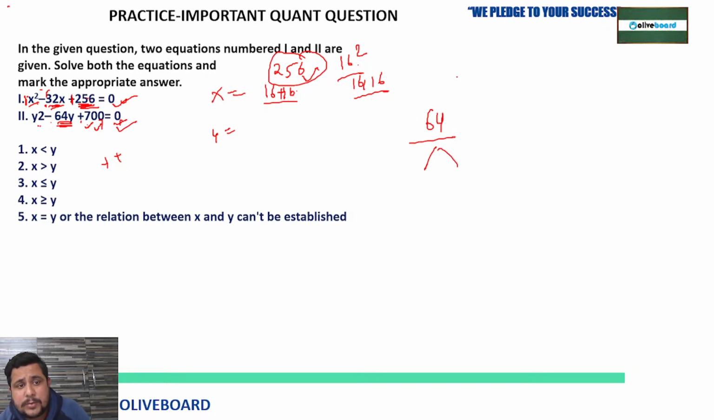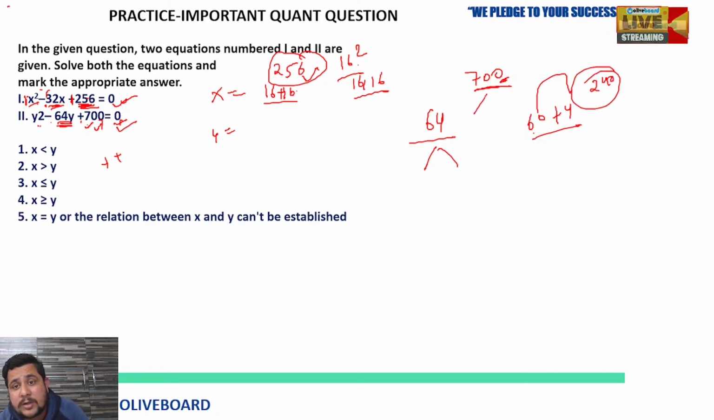So how will you break it? You must get 700. Take 60: the unit digit is 0, so how can you get it? 60 plus 4 is one combination, but 60 multiply 4 gives 240, not 700. Now try 50 plus 14, breaking it like that so we can get the nearest value. 50 multiply 14: 14 zeros are 0, 14 fives are 70, so yes, we are getting 700.